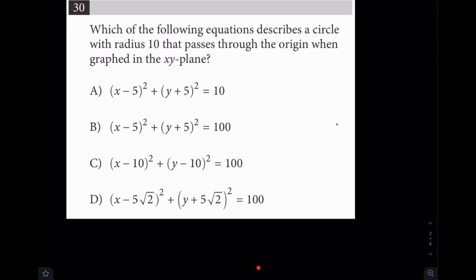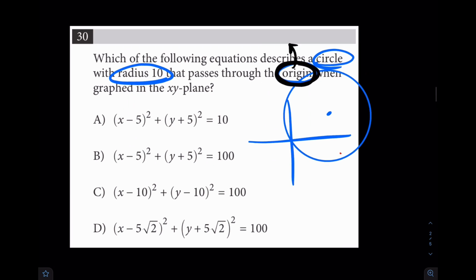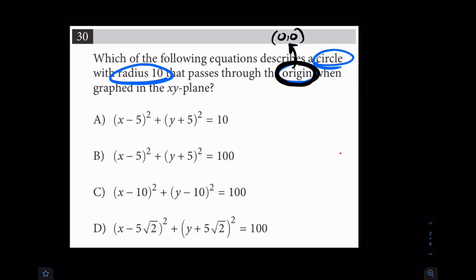This is another geometry question. It's about a circle with a radius of 10 that passes through the origin. If I have a circle that's passing through the origin, that's pretty cool. One skill that I always teach my students is when you have a coordinate, remember, the origin is actually 0, 0. When you have a coordinate, plug it in. So let's take a look at how to do this question. First of all, the equation of a circle is (x minus h) squared plus (y minus k) squared equals r squared. So 10 squared, it can't be A. It's got to be B, C, or D.